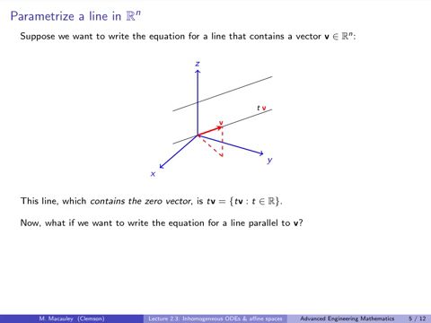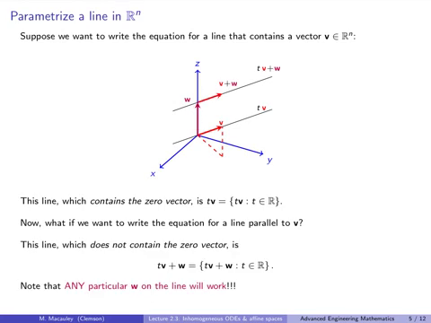Now, what if we want to write the equation for a line that's parallel to v, but not through the origin? How are we going to do that? Well, first of all, we need to find a vector on that line. Let's call it w, and claim any w will work. Here's one such w.